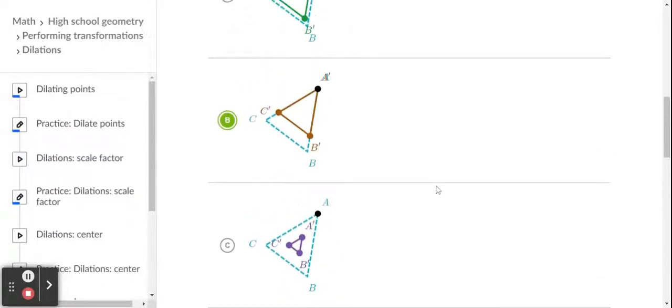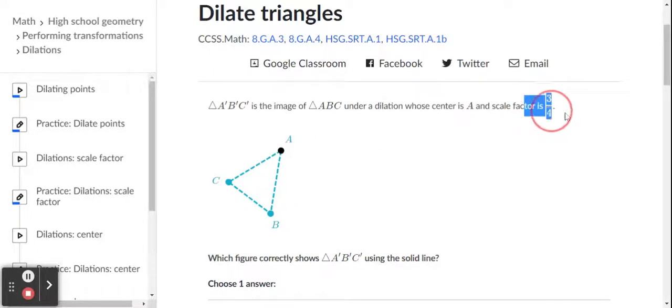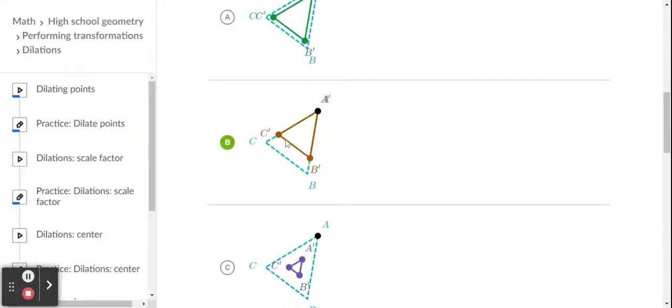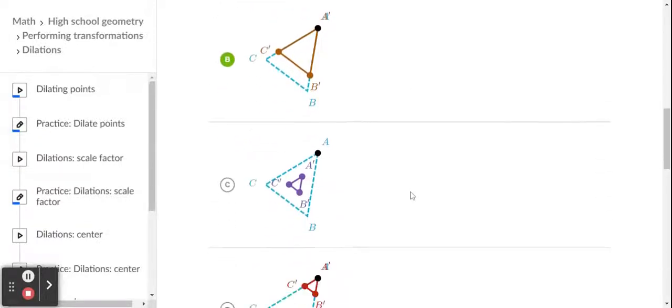So remember, we want the scale factor to match how close each point got to the center of dilation. So if C used to be this far away, I would say that C prime is 3/4 of that. And the same with B. Okay, so this answer would be B.